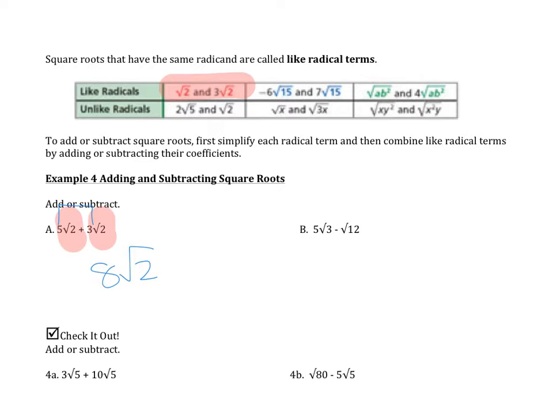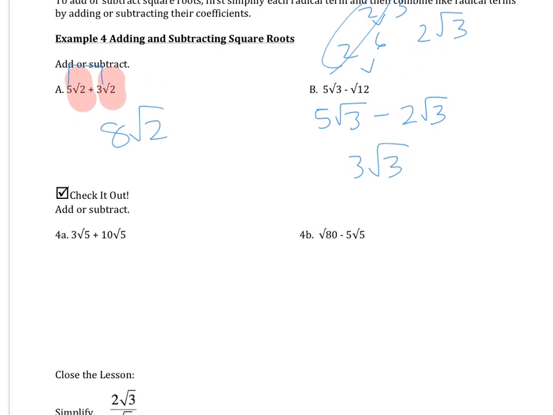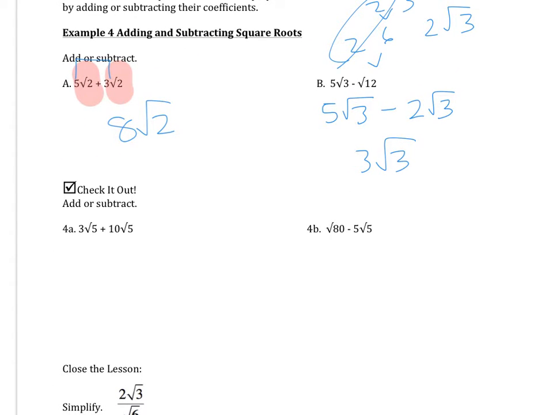In the second one, I don't have like radicals, so I have to see if I can create like radicals. The square root of 12 is 4 times 3, so that's 2 root 3. Or do your prime factorization tree. And then you can just subtract what's in front of the radical. So you have 2 to try.